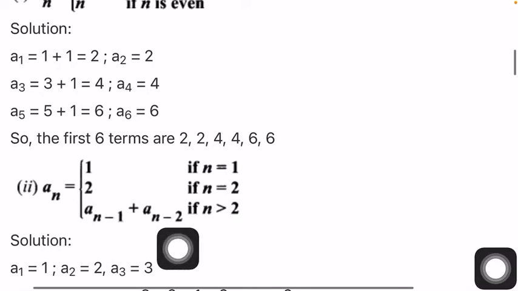Now, let us use this formula to calculate the other terms. So, if n is equal to 3, a3 is equal to a(3 minus 1) plus a(3 minus 2). a(3 minus 1) is a2, plus a(3 minus 2) is a1. a2 plus a1: a2 is 2, a1 is 1. So, 2 plus 1 is 3. So, the term a3 is 3.